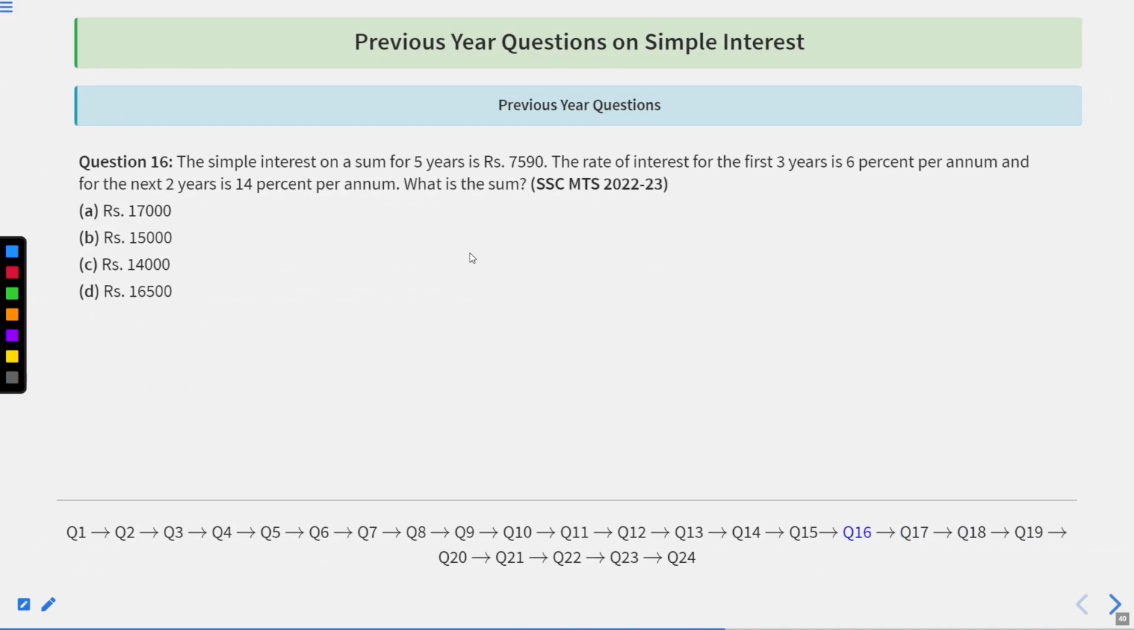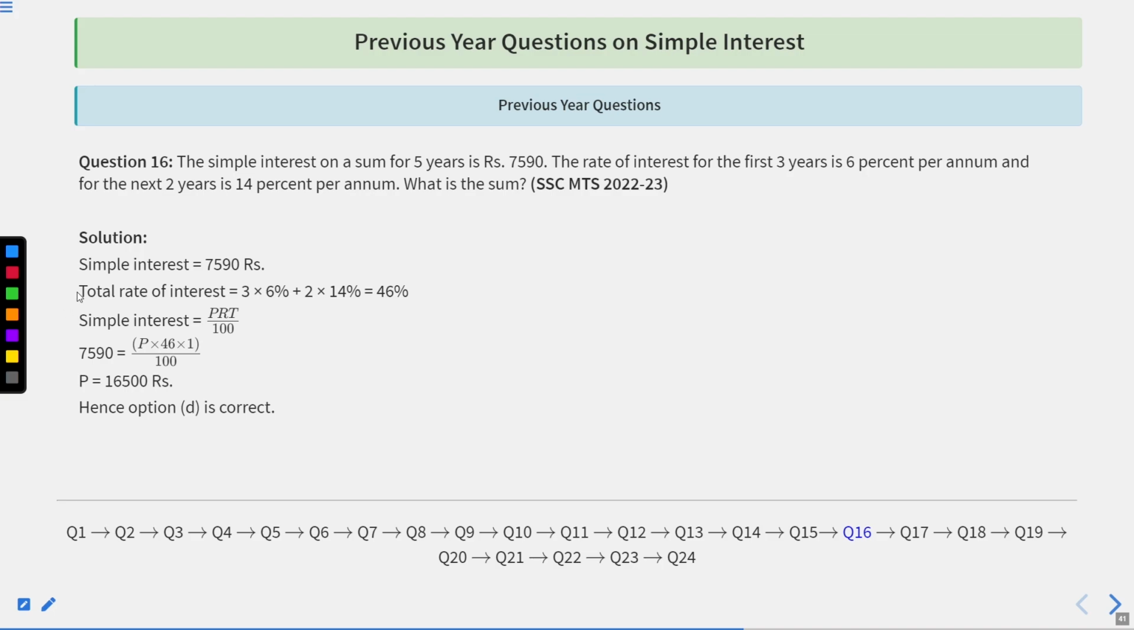Question number 16. The simple interest on a sum for 5 years is rupees 7,590. The rate of interest for the first 3 years is 6% per annum and for the next 2 years is 14% per annum. So what is the sum? So let us have a look over the solution. Simple interest is equal to 7,590 rupees. So the total rate of interest will be 3 times of 6% plus 2 times of 14%, that is 46%.